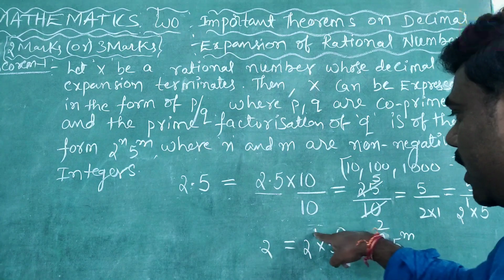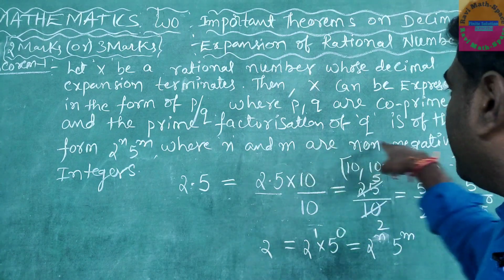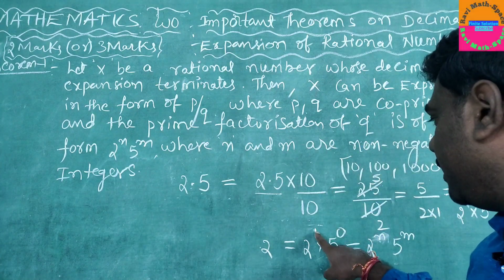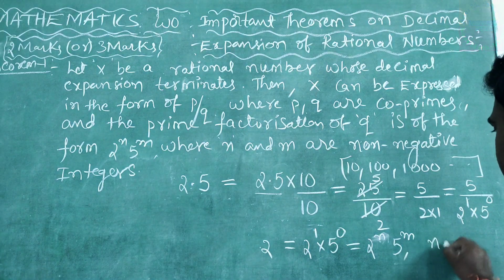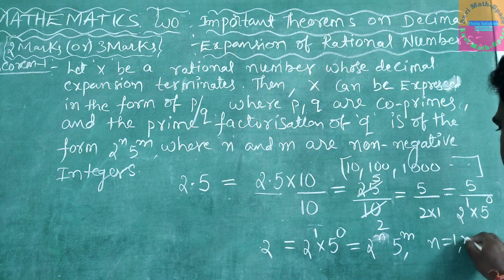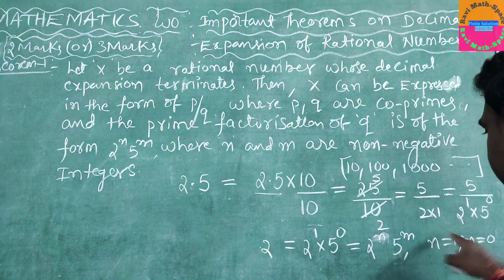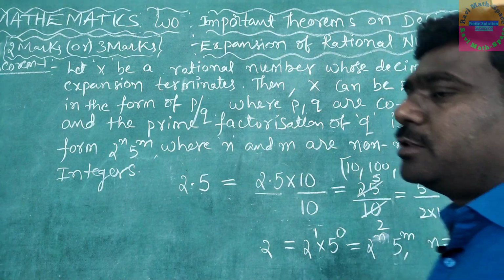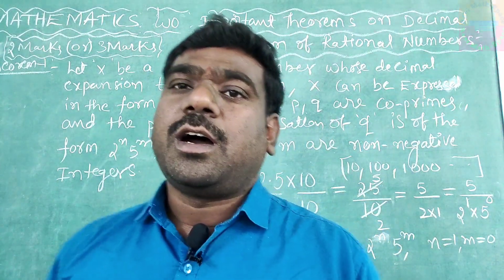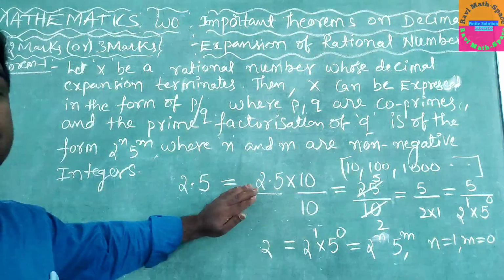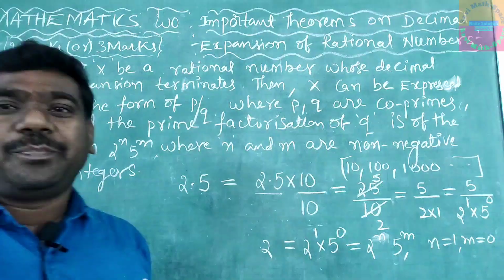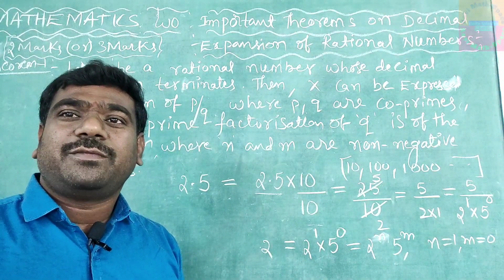So 1 and 0. Already n and m are non-negative integers. Can you tell me whether 1 and 0 are non-negative integers or not? Here n is equal to 1, m is equal to 0. Therefore 1 and 0 are non-negative integers. This is the meaning of the theorem.